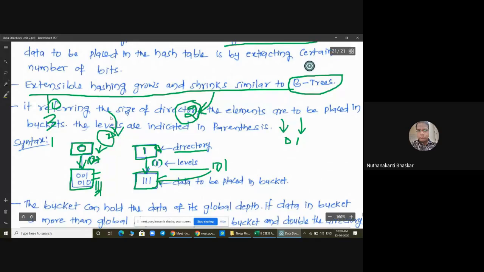Yeah, this is the basic structure of extensible hashing. I will show you the example, and you can understand more clearly. This is only the basic structure. You understood the basic structure. What is a directory and what is the level and what is the bucket? Clear now? And what is the global size? Clear now?